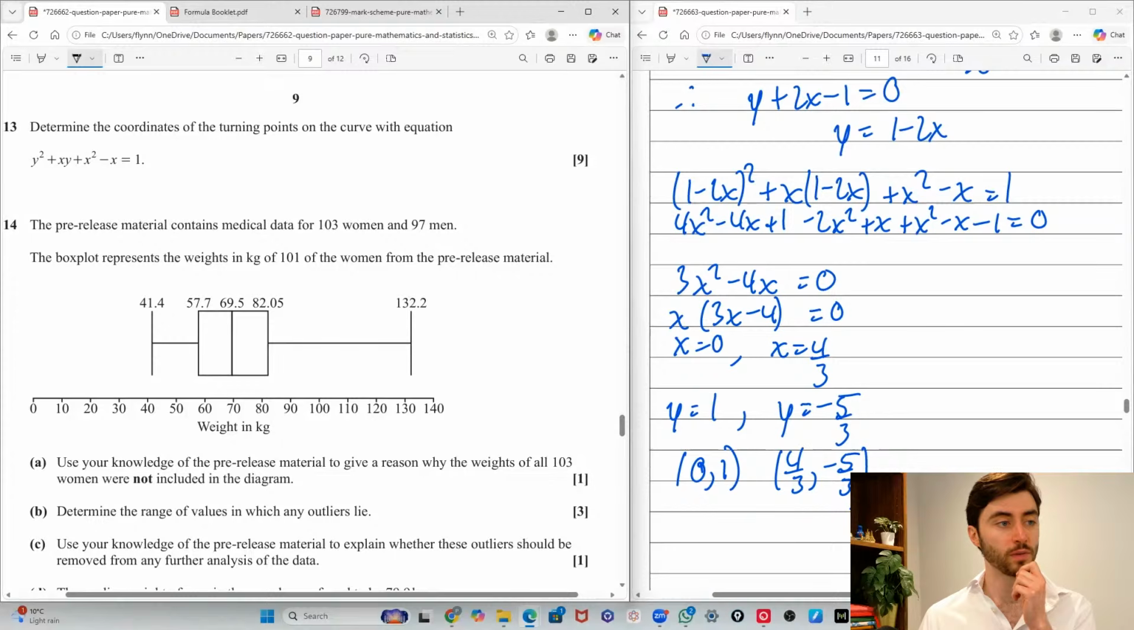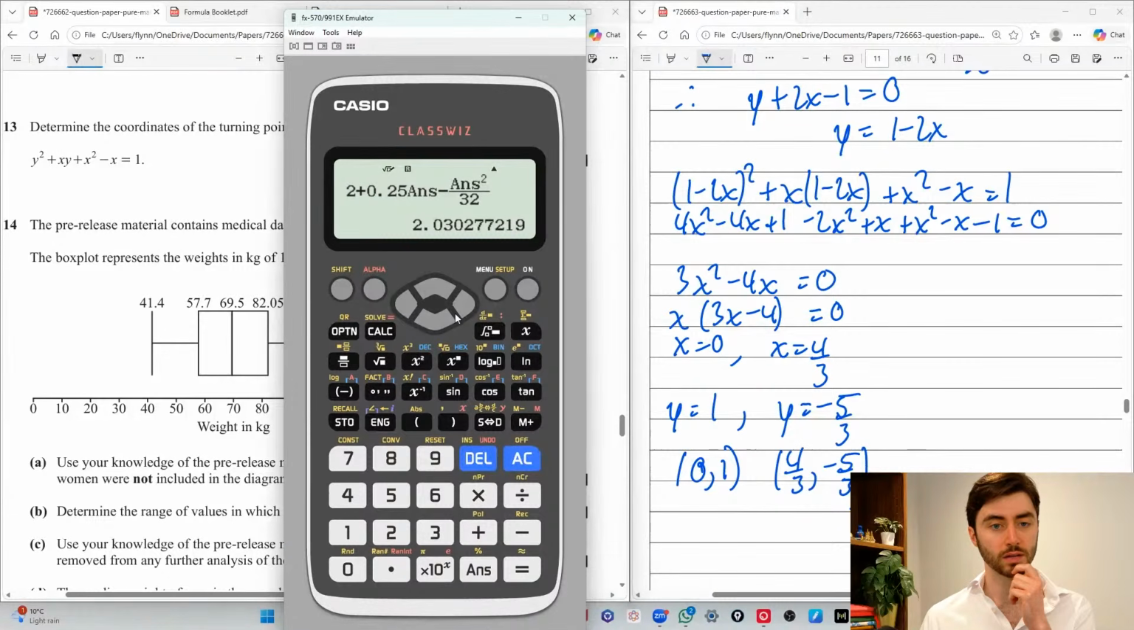First of all, let me confirm that these points do lie on the line. So 1 squared plus 0 plus 0 minus 0 does equal 1. Great.